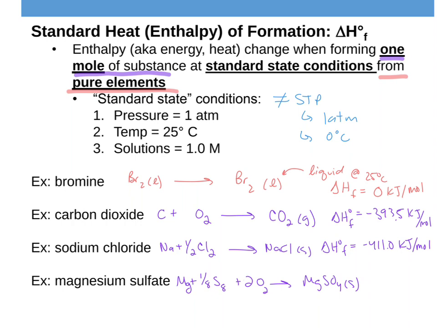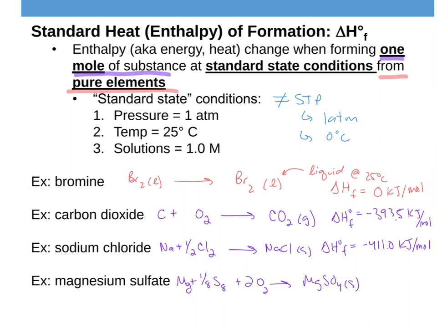So the point of these is that I want you to pay attention to the fact that we made just 1 mole of these, right? There's only 1 mole of CO2, 1 mole of NaCl, 1 mole of magnesium sulfate. And they all came from pure elements. We're saying that if you take just the pure elements and add them together, you're going to get this compound. So you're going to have to deal with things like O2 or S8 or Cl2 or stuff like that. So I want you to practice this now.